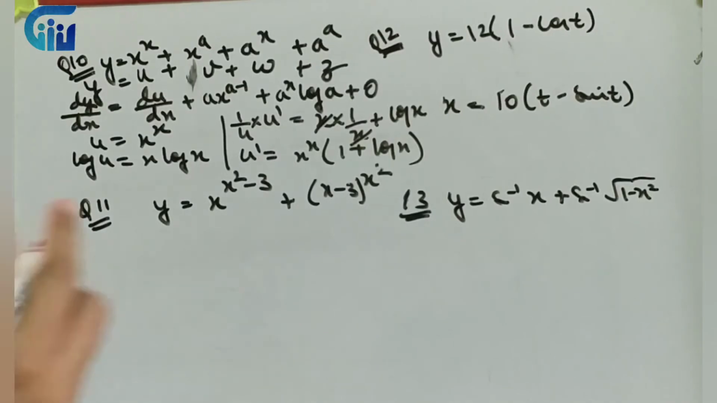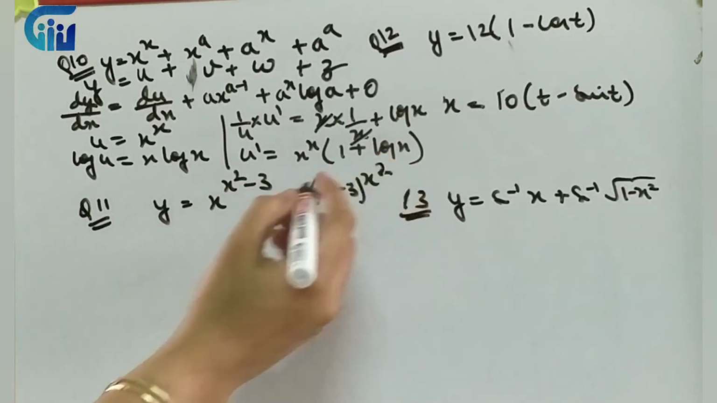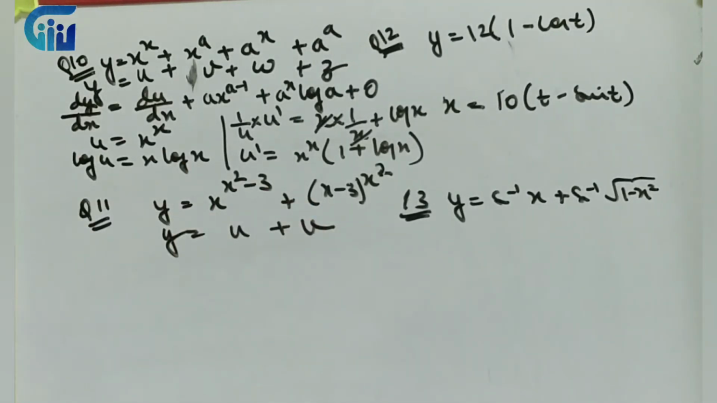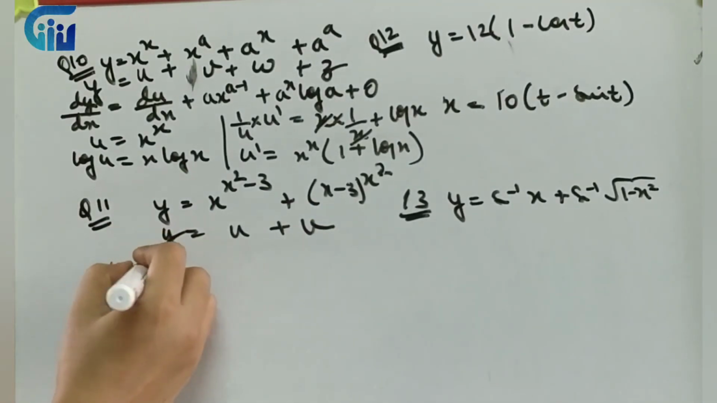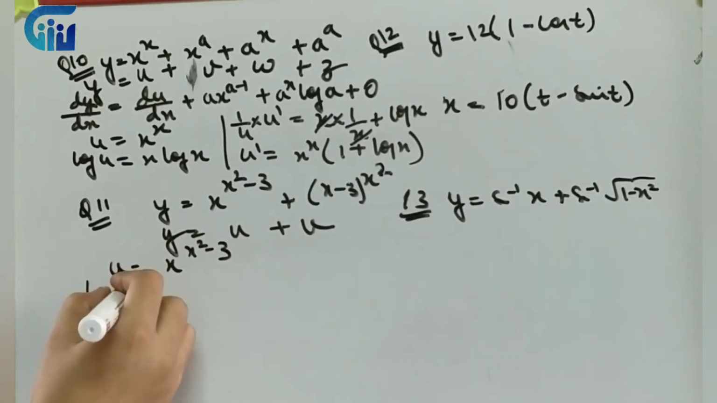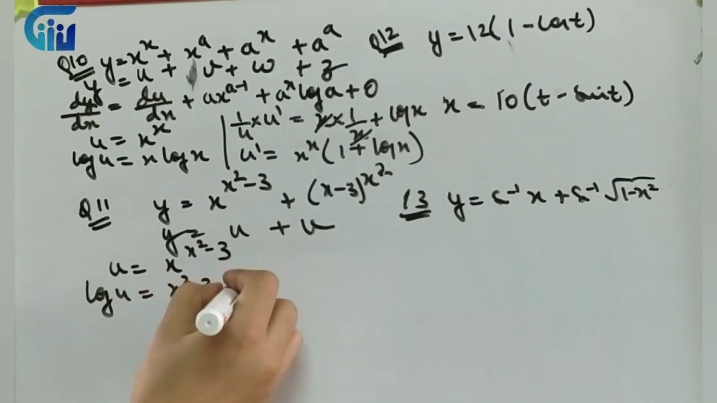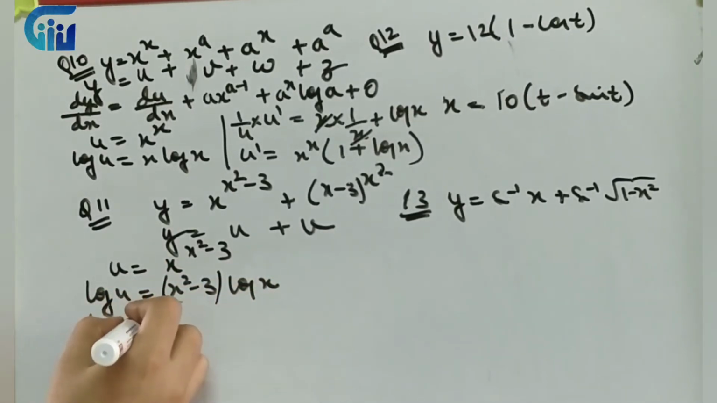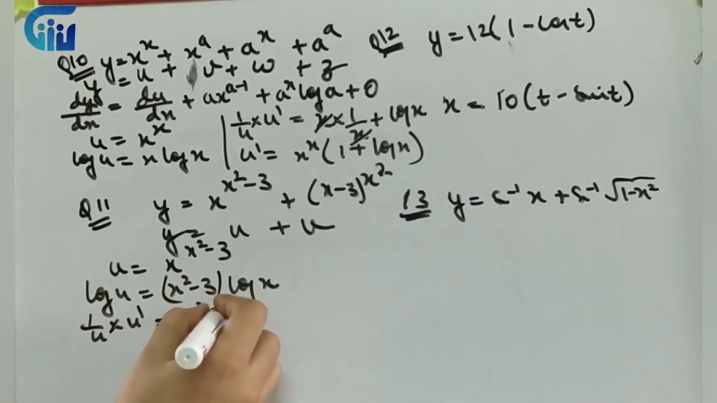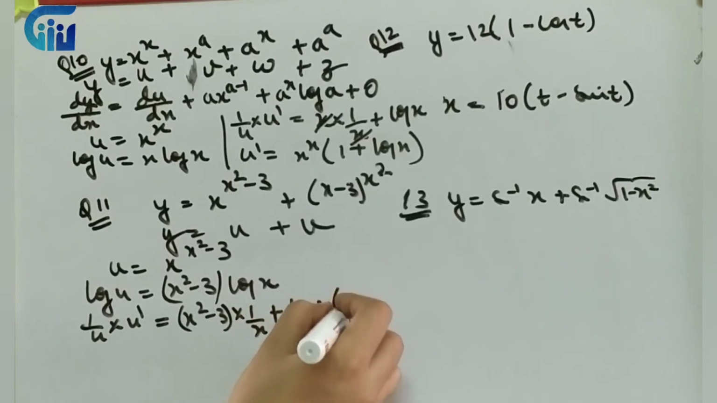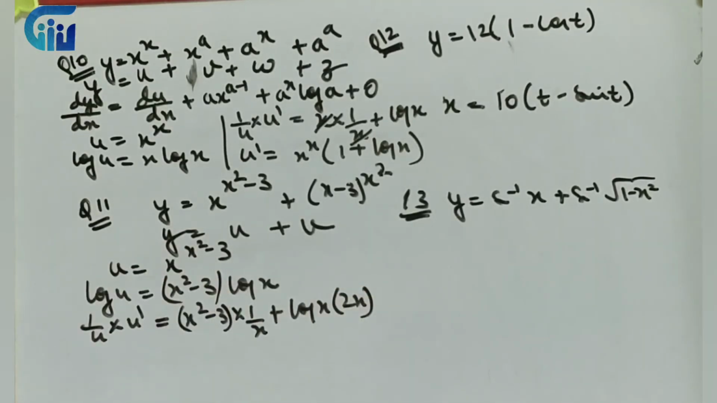Question number 11, again what we observe, variable, power is a variable, so we will write it as u and v. Do remember we cannot take log directly. So u if I write, I'll just write it as x square minus 3. We will take log of both the sides. So x square minus 3 log x. So this will be by chain rule, it will be this. By product rule, this as it is. Derivative of log x is 1 upon x. Log x as it is, and this is 2x, right?